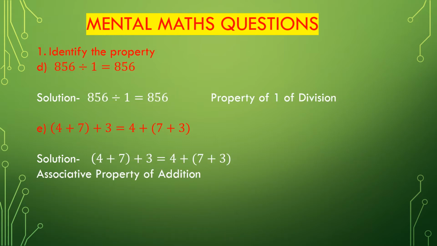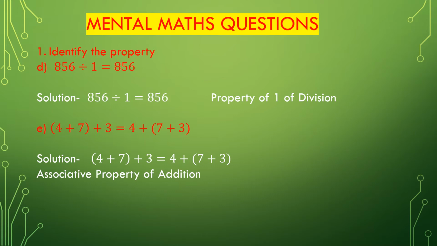Now we will solve question number 4th, bit D. 856 divided by 1 equal to 856. That is the property of 1 for division. When we divide a whole number with 1, we get the same whole number. We get the number itself only.